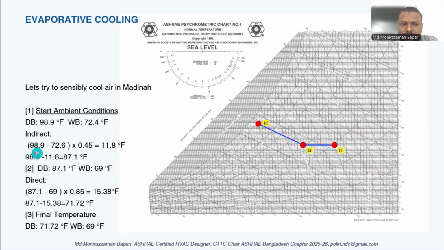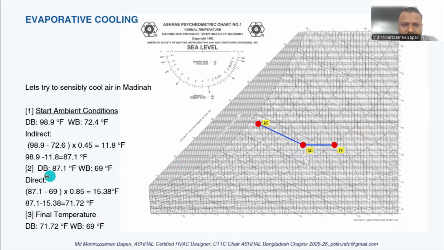Now, if you see the difference, 98.9 and 72.6 degrees Fahrenheit, and multiply with the experimental coefficient of efficiency, 0.45, that is 11.8 degrees Fahrenheit. So if we spray instantly, the temperature is going to be 98.9, the dry bulb, minus 11.8, which is 87.1 degrees Fahrenheit. Here, the temperature is going down now. So this is directly acting and taking down the temperature.